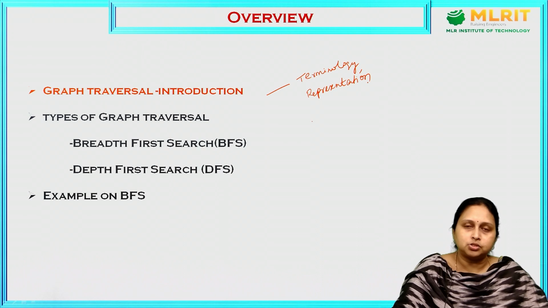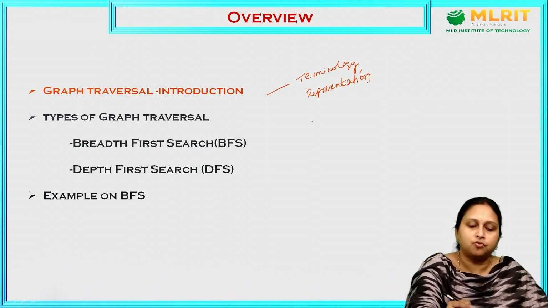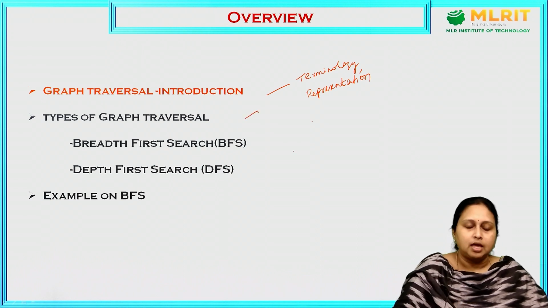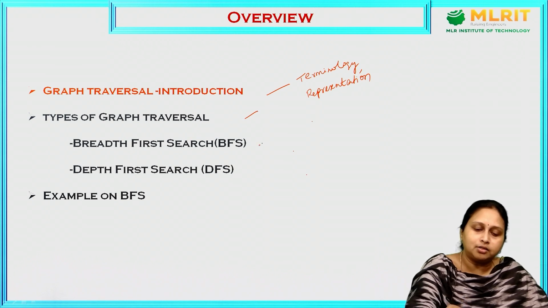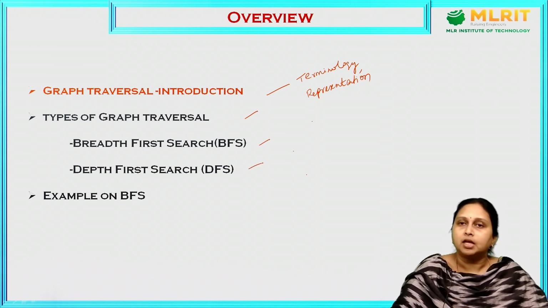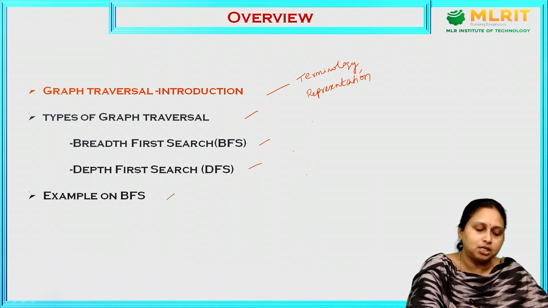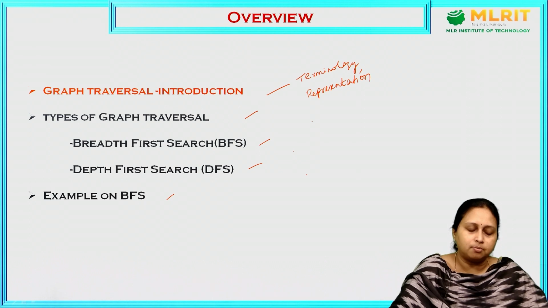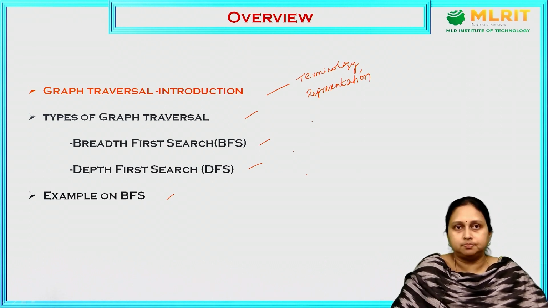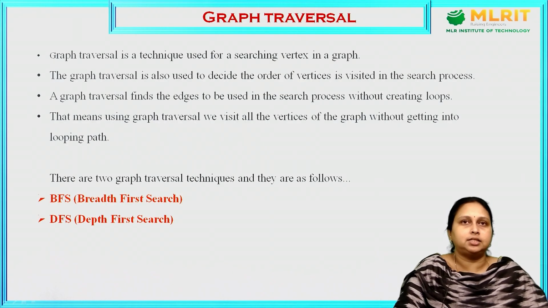In this session, we will be discussing the types of graph traversals. Under that, we have two categories of graph traversals: breadth first search and depth first search. About this, we are going to discuss, and one of the examples we will see is a breadth first search example, how we are going to implement it. Okay, let us see the graph traversal.